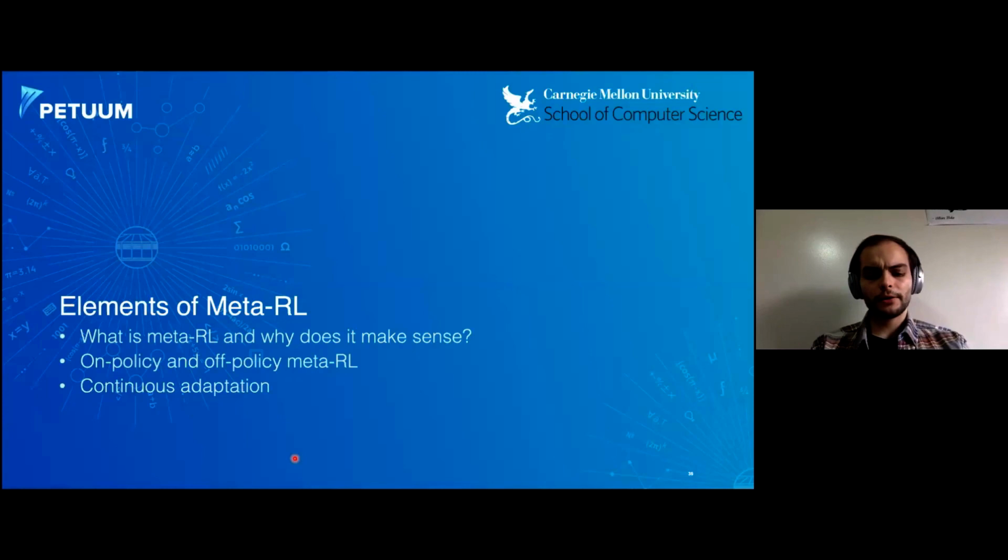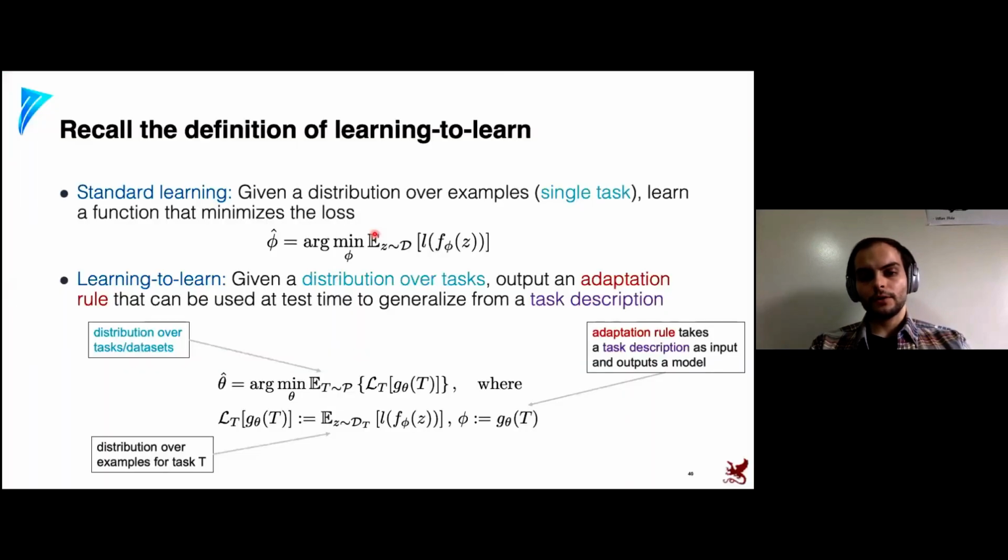Okay, so far I talked about mostly supervised learning applications, but it would be natural, as we will see, to extend many of these methods to reinforcement learning. And so let's go back to our original chart, with the standard learning and learning to learn, with our distributions over tasks and distributions over data and the adaptation rule.